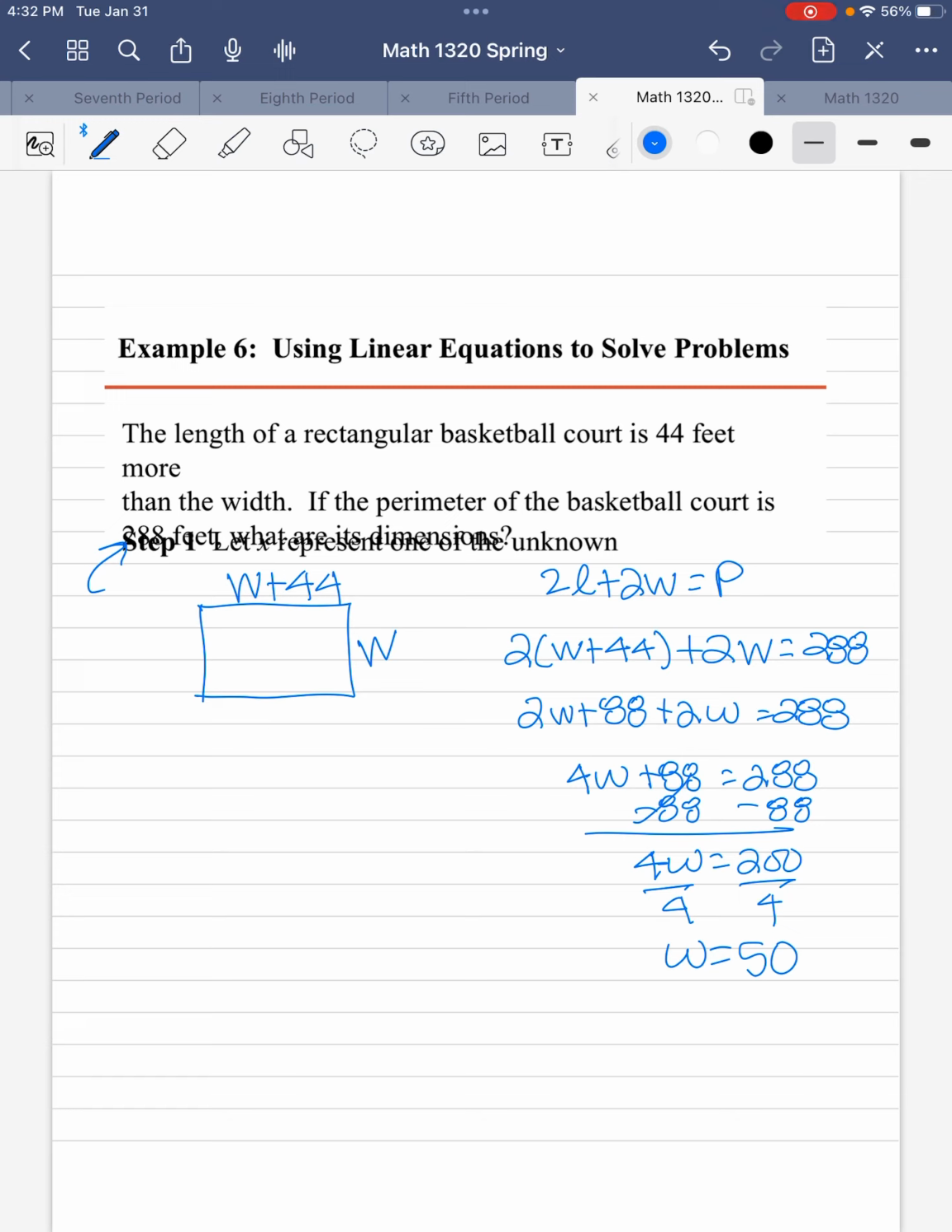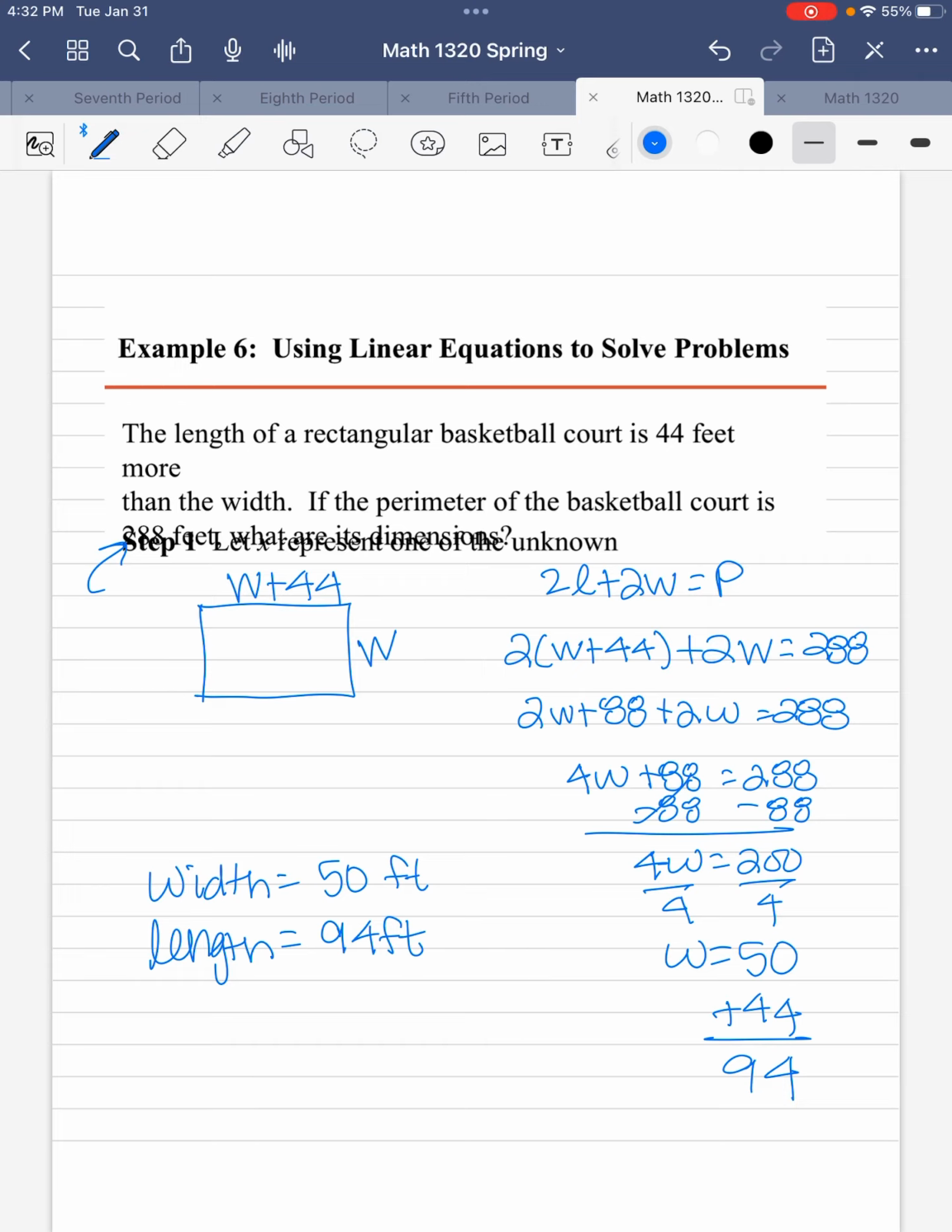What does that mean? That means that the width, let me write the word width, is equal to 50 feet. The length, remember it said the length was 44 feet more. So 50 plus 44 is 94. So the length is 94. So it's 50 by 94.